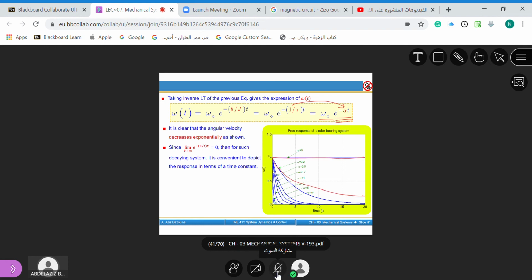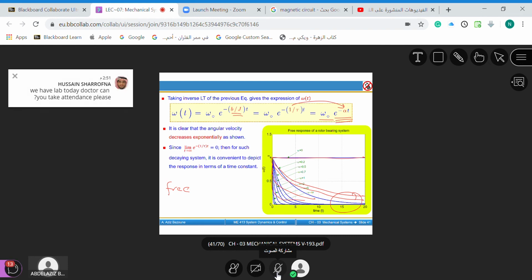It's clear. The motion of the rotor will go to 0 quickly. Because you just give it a little push, or you give a small rotation, and then you lift it. When you lift it, with time it will stop. It will go to 0. And this is the free response of the rotor. Alpha here, or B over J, these values will increase.